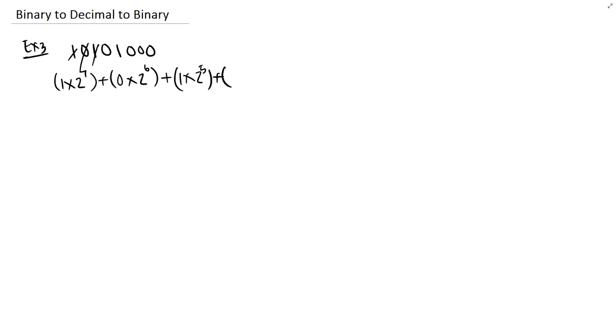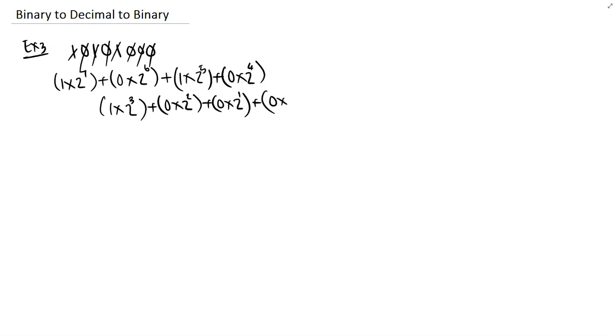Then plus, you cross this number, put it here, 2 to the power of, you've got 4 there. And then we continue and cross that number, 1 times 2 to the power of 3. And then plus, cross this number, 0 times 2 to the power of 2. And then plus, cross this number, it's a 0 times 2 to the power of 1, because only 1 digit left here. And then plus, we cross the 0, write it down here, 2 to the power of, how many digits are left? Nothing. So we put 0 there.